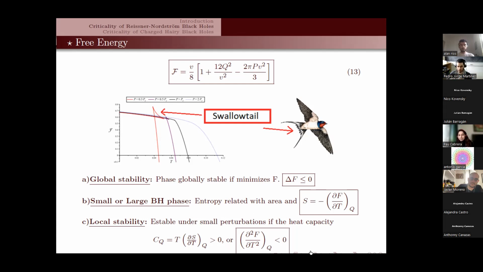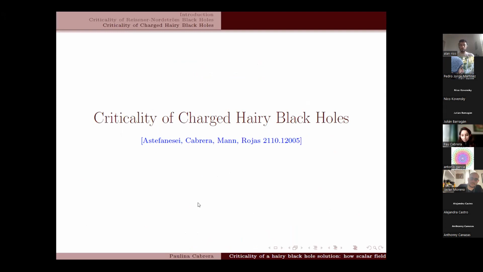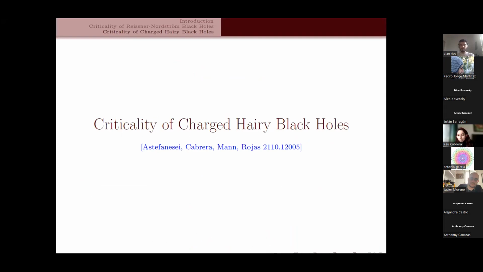Both stability criteria are derivable as a direct consequence of the second law. And now let's move to the case with a scalar field, in which I will show our results with Astefanisi, Mann, and Rojas.